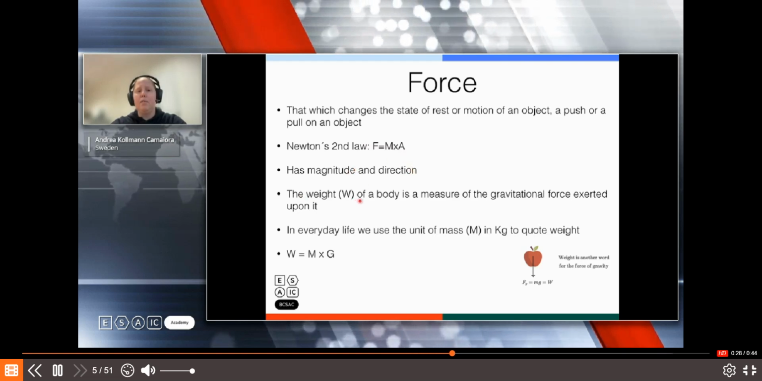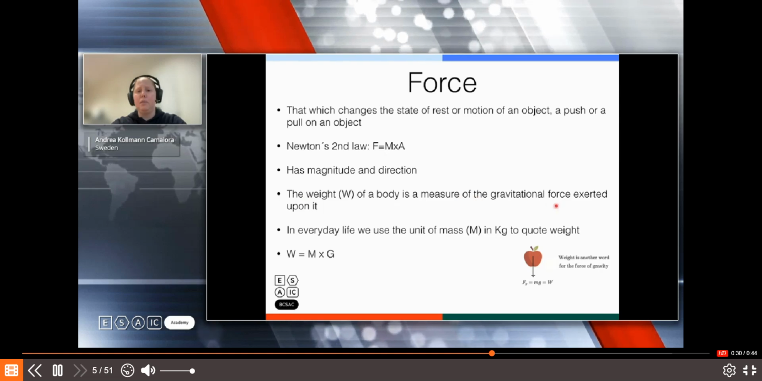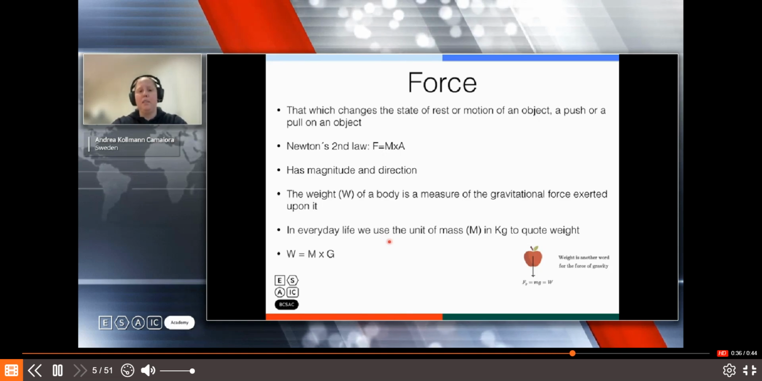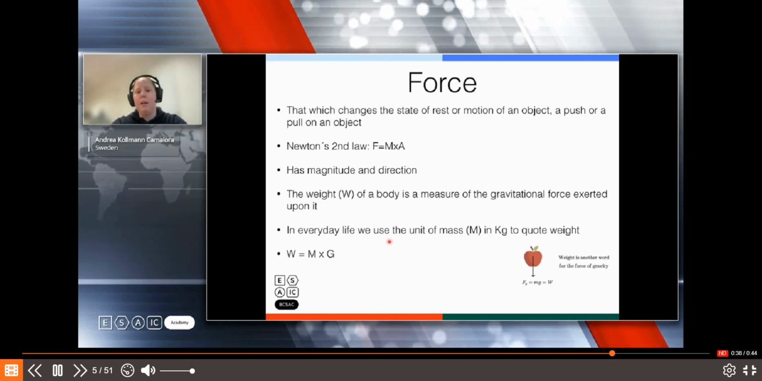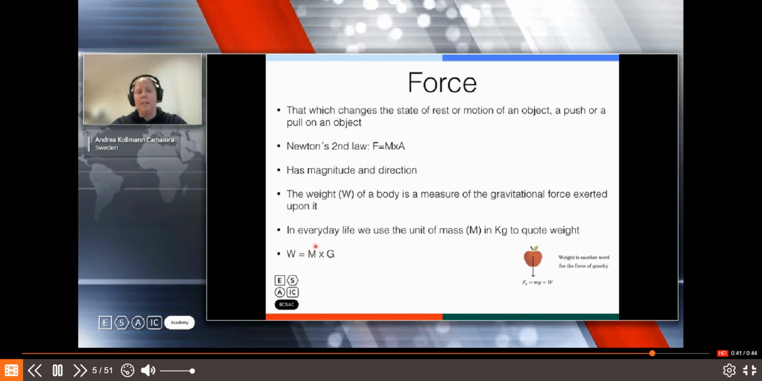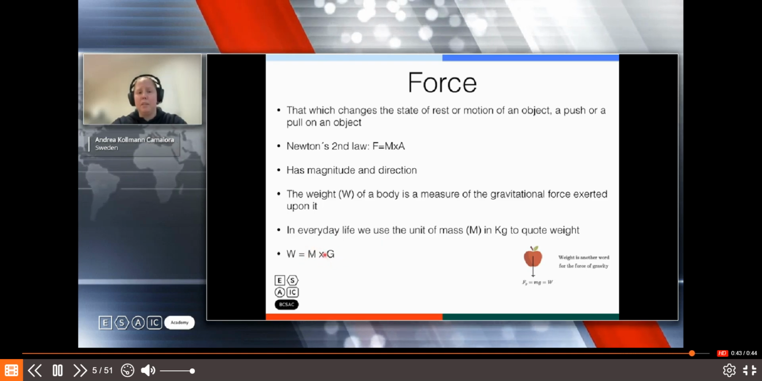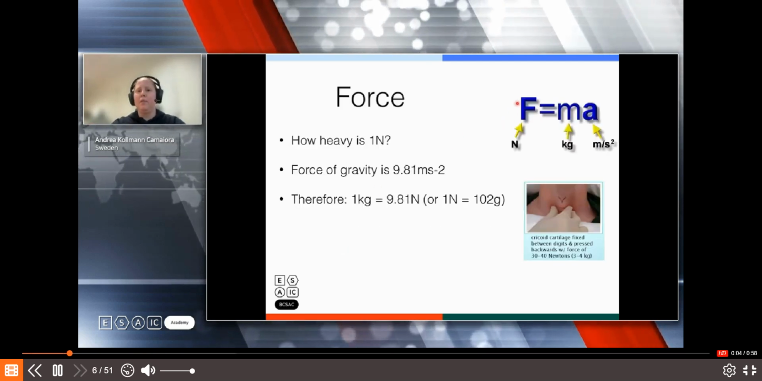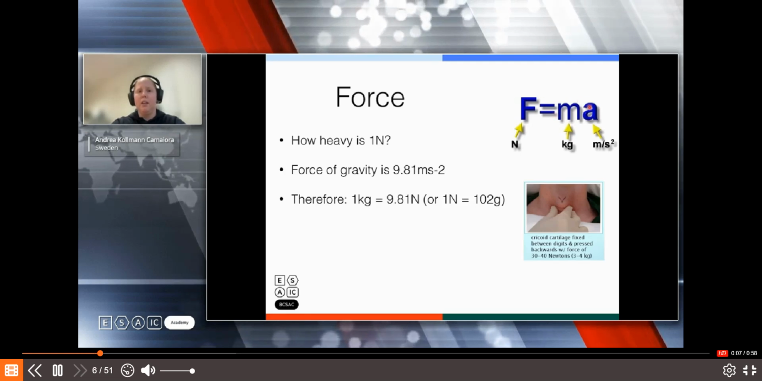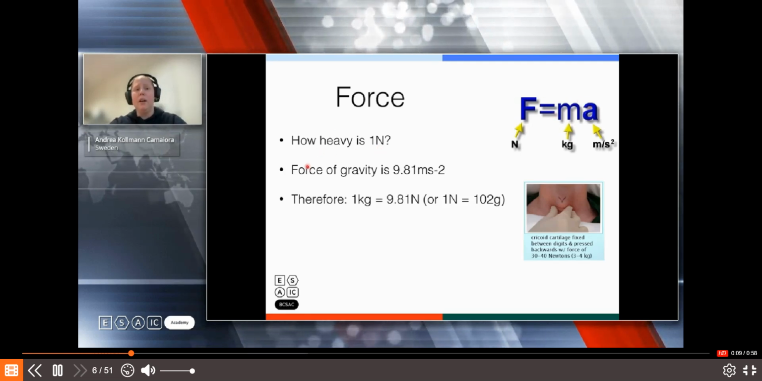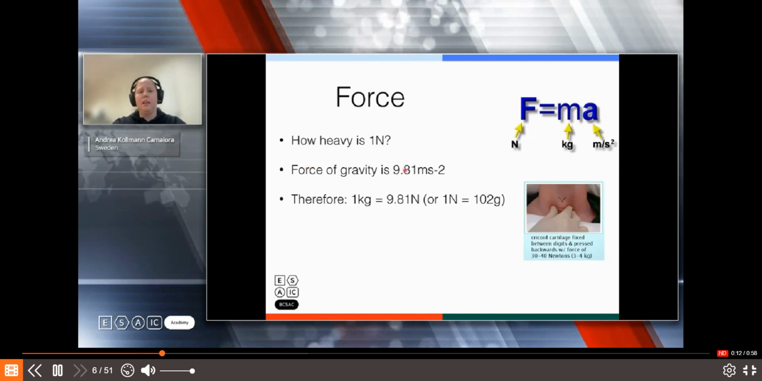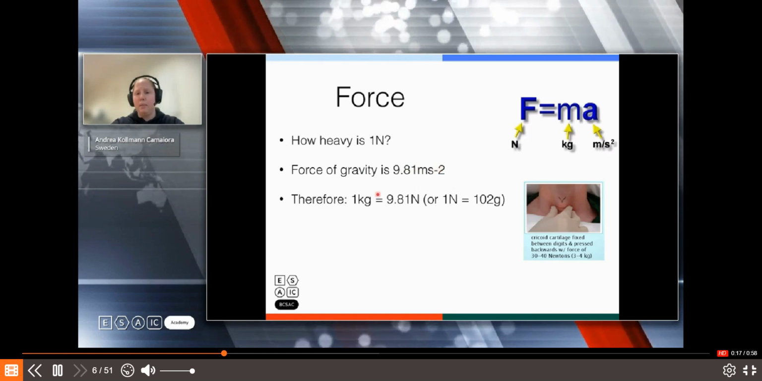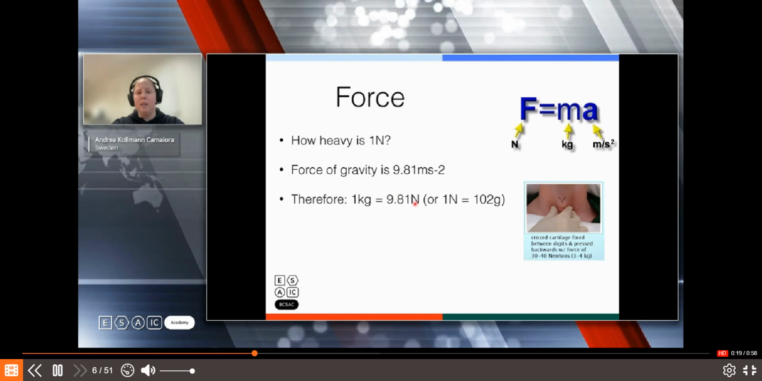And the weight of a body is a measure of the gravitational force exerted upon it. So in everyday life, well, we use the unit of mass in kilos to quote our weight. But if we really want to say weight, it is the mass times the gravity. So here in force, we continue with force equals mass times acceleration. So how heavy is 1 Newton? Well, the acceleration of gravity is 9.81 meters per square second. So therefore, 1 kilogram is 9.81 newtons.